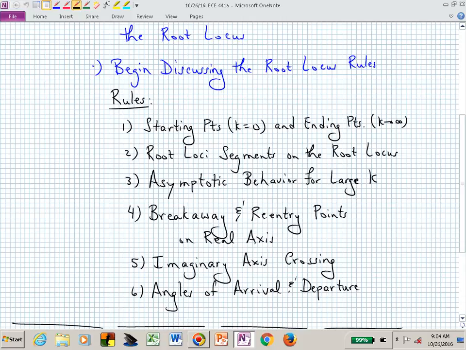We also have asymptotic behavior. The third rule is asymptotic behavior. We have lines that are asymptotes that our root locus will approach, and that depends on the pole zero excess. How many more poles do we have than zeros in terms of defining those angles?